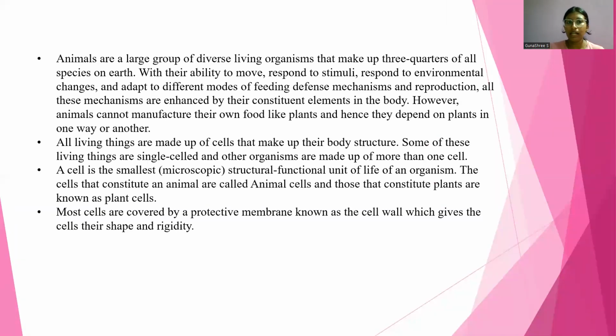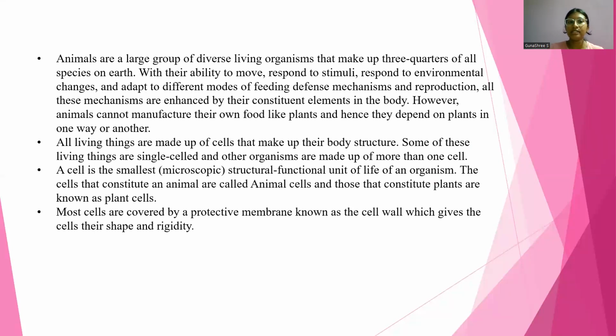Animals are a large group of diverse living organisms that make up three-quarters of all the species on Earth, with their ability to move, respond to stimuli, respond to environmental changes, adapt to different modes of feeding, defense mechanisms, and reproduction. All these mechanisms are enhanced by their constituent elements in the body. However, animals cannot manufacture their own food, so they depend on plants directly or indirectly.